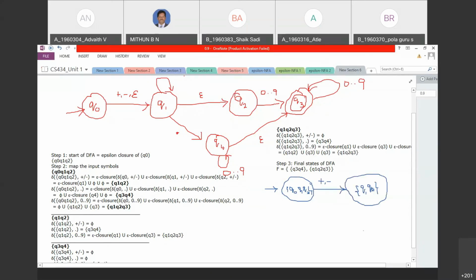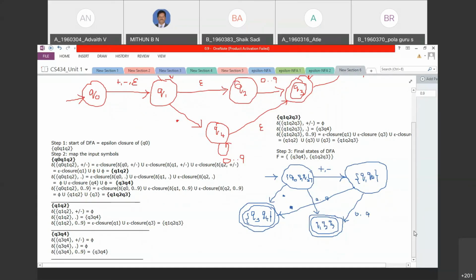Q0, Q1, Q2 with dot is Q3, Q4. Q3, Q4 is a final state also. Then Q0, Q1, Q2 with 0 to 9 is Q0, Q1, Q3. Q1, Q2 with plus minus is null. Q3, Q4 with dot is null, plus minus is null, and 0 to 9 is Q3, Q4 itself. Q1, Q2, Q3 with plus minus is null. Q1, Q2, Q3 with dot is Q3, Q4. My part of work is done. Any clarification with this?